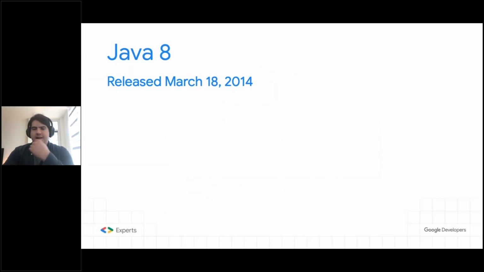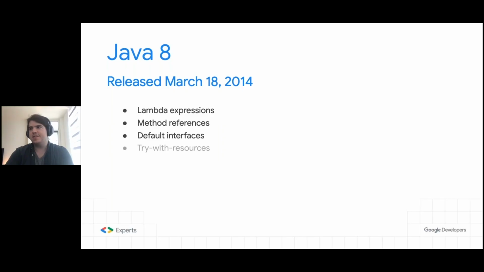So what are these features in Java 8 that we quite like to use or enjoy? Java 8 was released in 2014, which is already 6 years ago. But we enjoy using lambda expressions, method references, default interfaces, try with resources, and most importantly, I guess, streams, because streams allow us to then fully adopt functional and reactive programming.